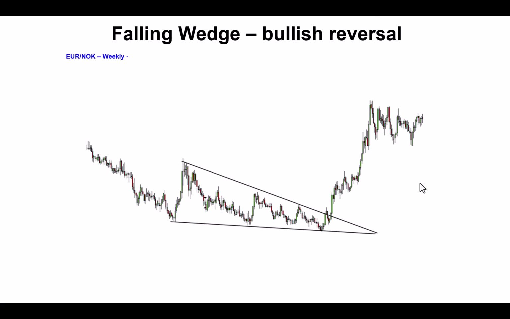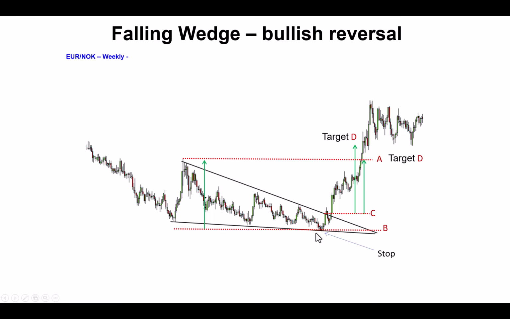So here we have a falling wedge. It's an old one, but it's a really beautiful one. It's almost like a textbook one. You can see here we have a market move down, forming a wedge. It broke out maybe around 75% of the way to the apex.